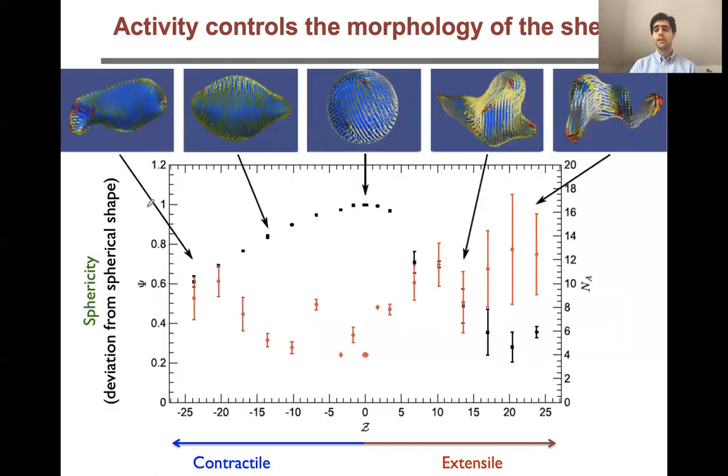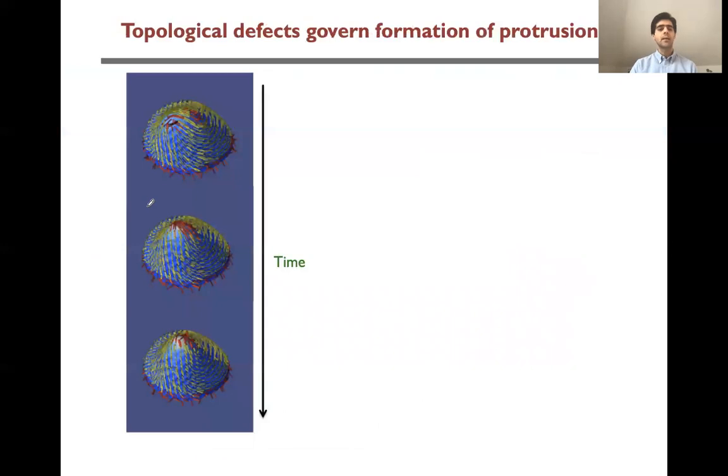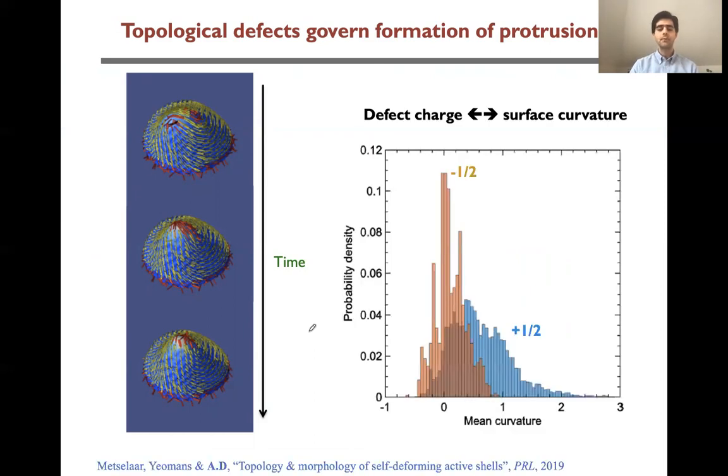Indeed, we can make a zoo of shapes based on the strength of the activity and changing it from extensile to contractile. More importantly, we can see that these protrusions form when two +half defects come together. So I have come back to where I started, now in a different context, showing that at the shell, two +half defects coming together form a protrusion that moves up, and in 3D that would form a +1 defect at its tip, leaving a -half defect behind, which shows correlations between defects and the curvature on the surface.